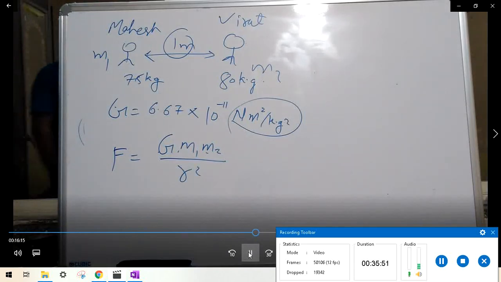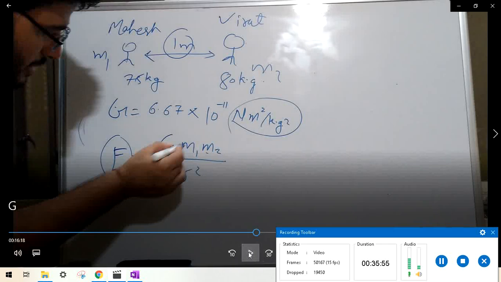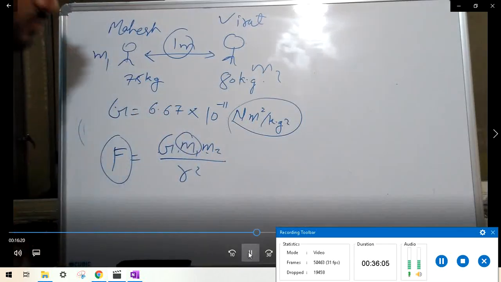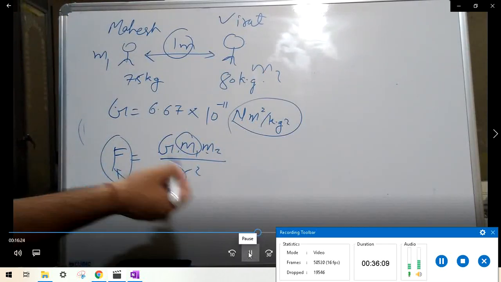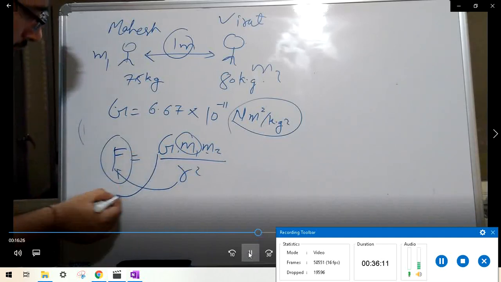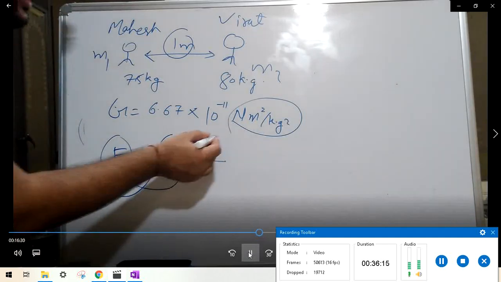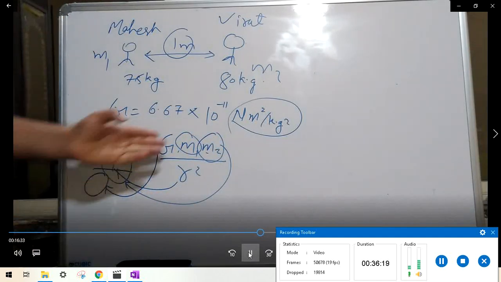Very simple, right? Now there will be cases when they give the force, but this is an important thing to understand, because if you understand it, you will be able to solve other questions too. Pay attention to what I am trying to say. They might not give the mass m1. So you will multiply the force by r square, divide it by G, and then divide this by m2. So you will get the mass m1.